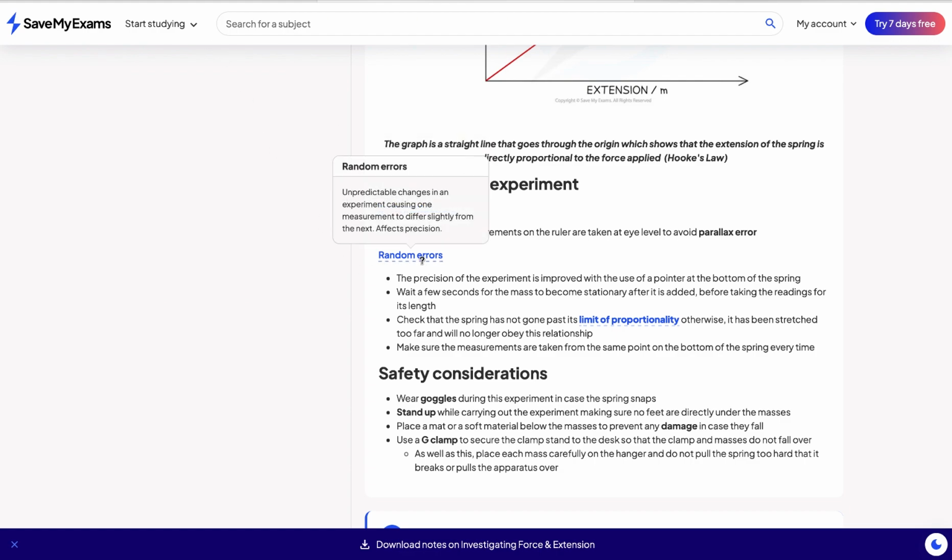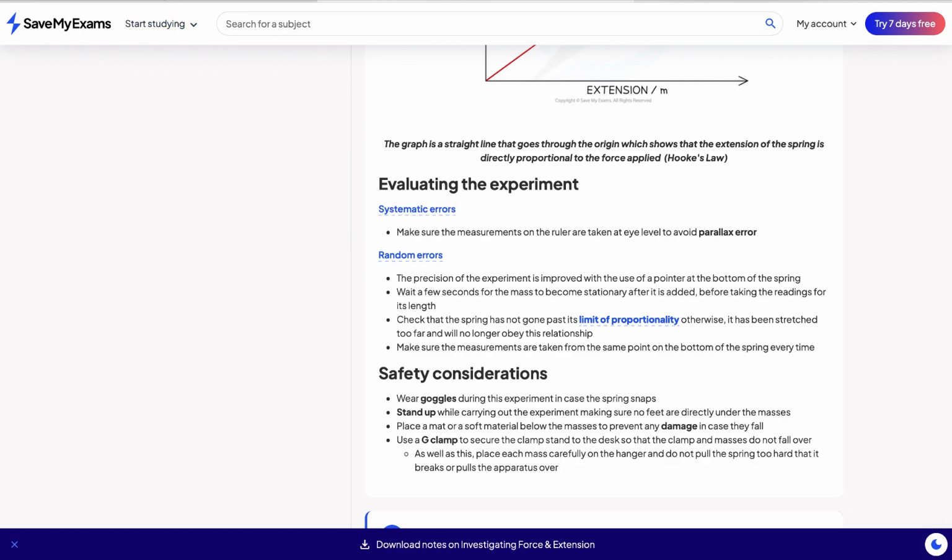Now, the second error in any experiment is the random error. If they ask you in the exam, what are the things that make your answer not 100% accurate? You talk about the systematic error that may be found based on the apparatus. You talk about the random error. The random errors are the unpredicted changes in the experiment, causing one measurement to differ slightly from the next one. Unpredicted changes that may happen during your experiment. They are the random error.